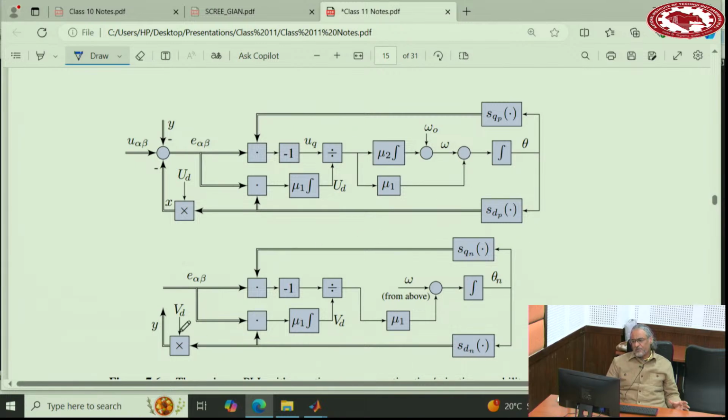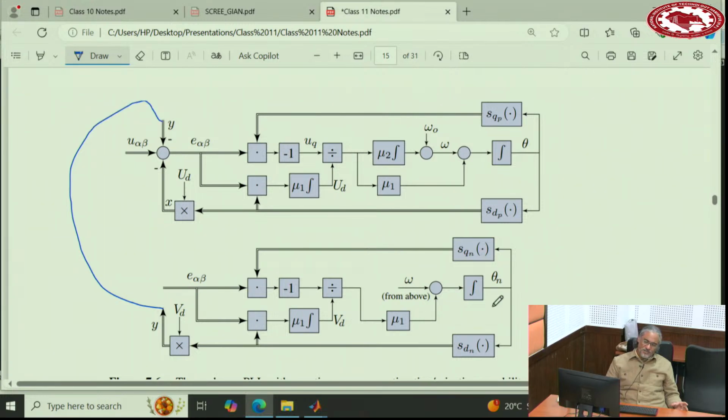And if you look at this block, what is this block? It's the copy of this block with only changing SDP to SDN, SQP to SQN, and the same frequency from above, right? And these blocks here, and then I calculate this Y, VD, multiply into, and then I bring this and add it here.